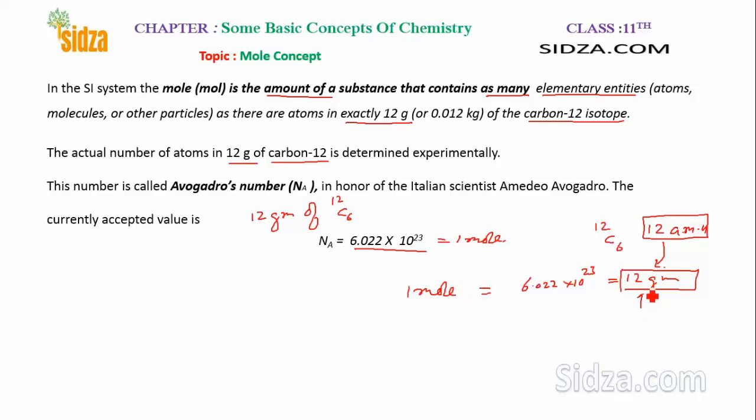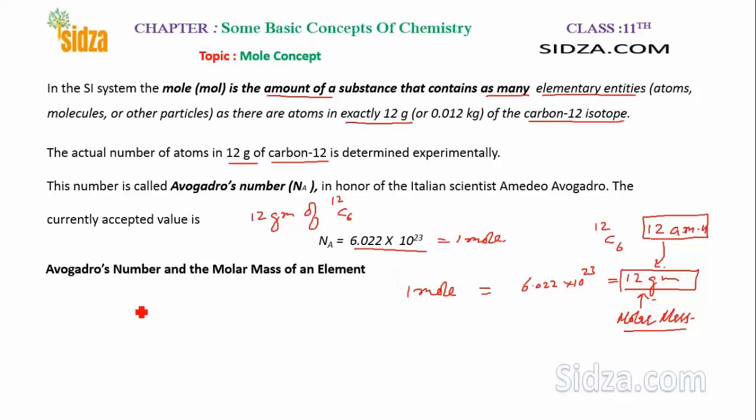So therefore, when we express the atomic mass of an element in grams, that contains 1 mole of that substance. It contains 6.022 into 10 power 23 particles. So that's why we say the molar mass of carbon is 12, right? Molar mass is the weight of the substance that contains 1 mole of that substance, that contains 6.022 into 10 power 23 particles. So molar mass of an element contains the Avogadro number of the particles.